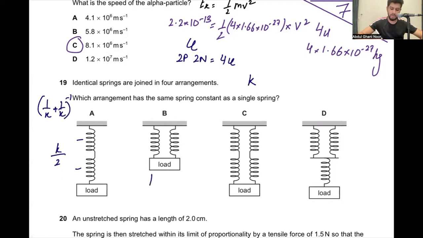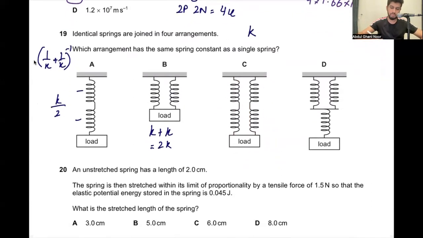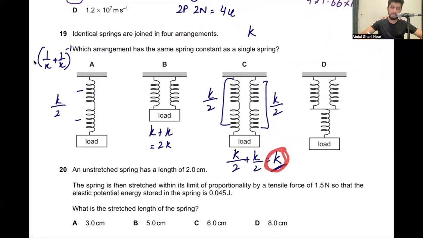These two are in parallel, K plus K, which is equals to 2K. For C, these two are in series, but they're in parallel. So for C, these two are K upon 2, these two are K upon 2. The total is K upon 2 plus K upon 2, which is equals to K. So in this case, what's happening is the combined spring constant is equal to the spring constant of 1.